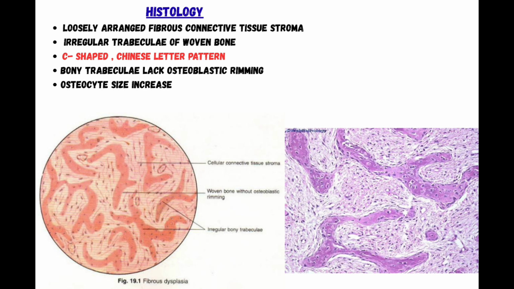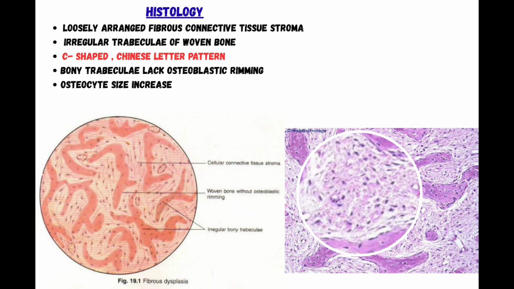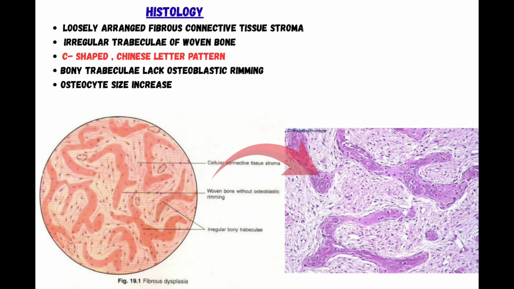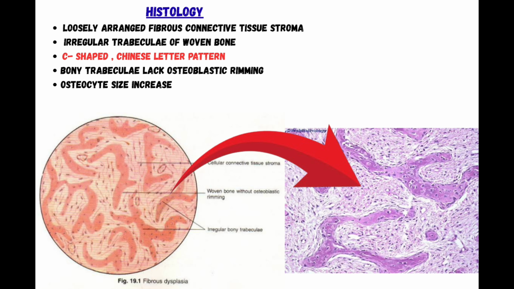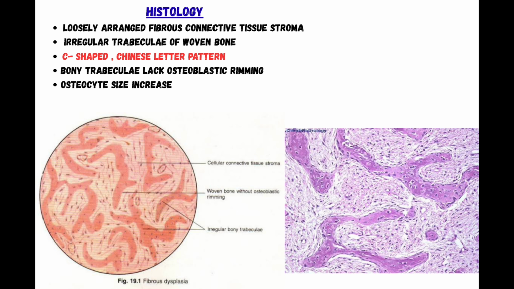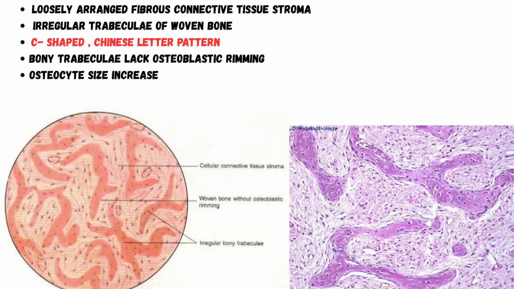The third point is you have to describe the fibrous stroma. The bony trabeculae are embedded within a background of loosely arranged fibrous tissue composed of spindle-shaped fibroblast-like cells. This fibrous stroma can vary in cellularity. The fourth point is the unmineralized bone or osteoid. There may be an excess of osteoid indicating defective mineralization. So you have to mention these 4 points while you are mentioning the histologic features.